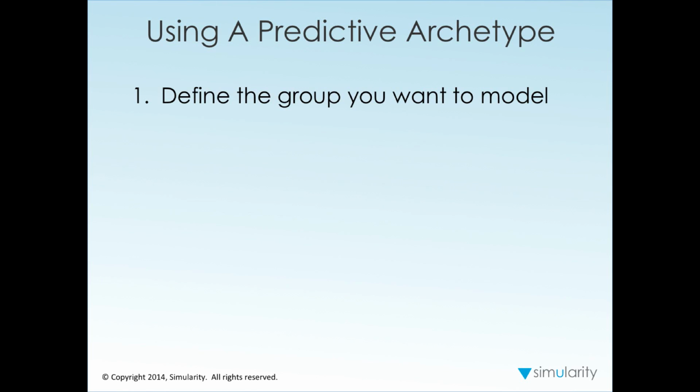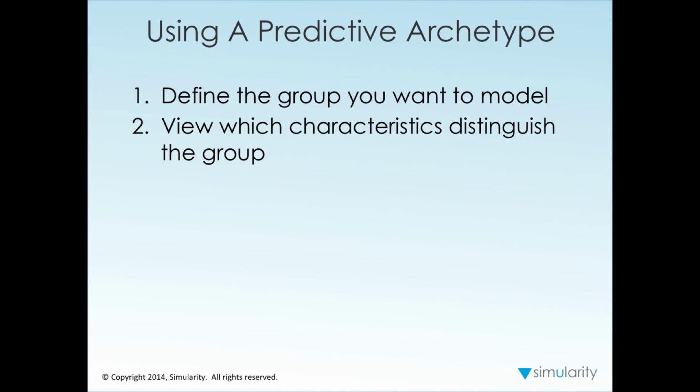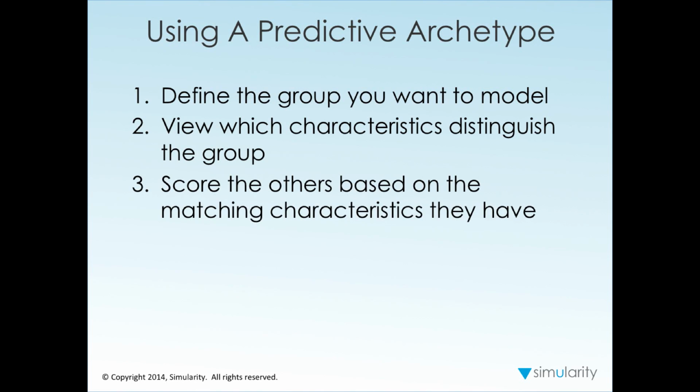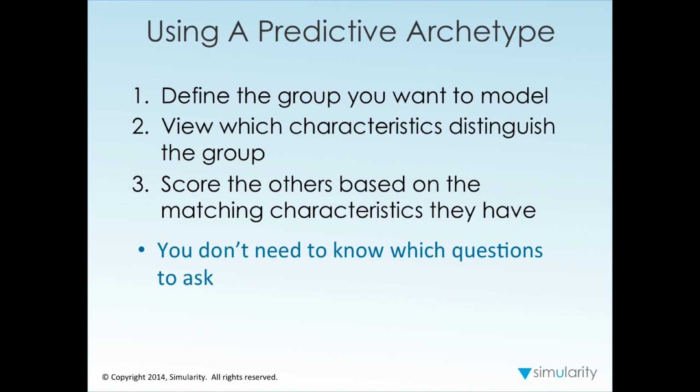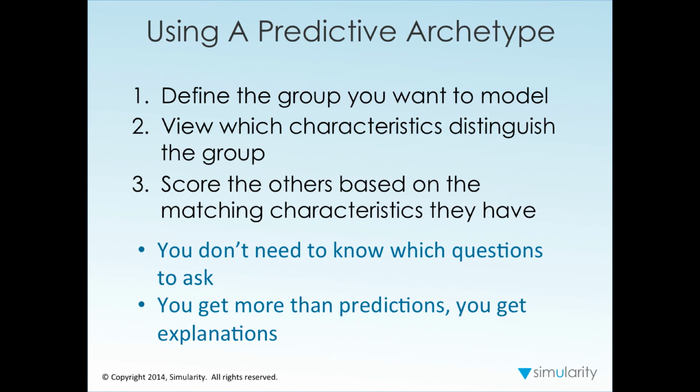Using a predictive archetype is easy. You define the group you want to model. You view the characteristics that distinguish the group, and you can score others based on the matching characteristics they have. You don't need to know which questions to ask. It looks for the most correlated features in all of your data. And you get more than predictions, you get explanations. You get to see why we predict that an item should belong to the group that you're trying to model.